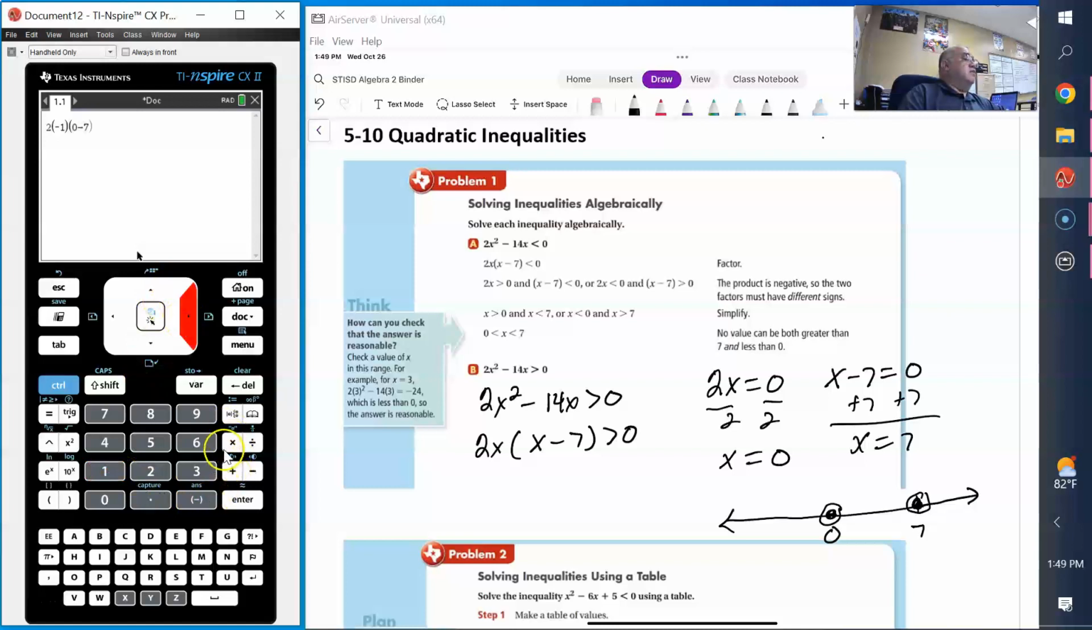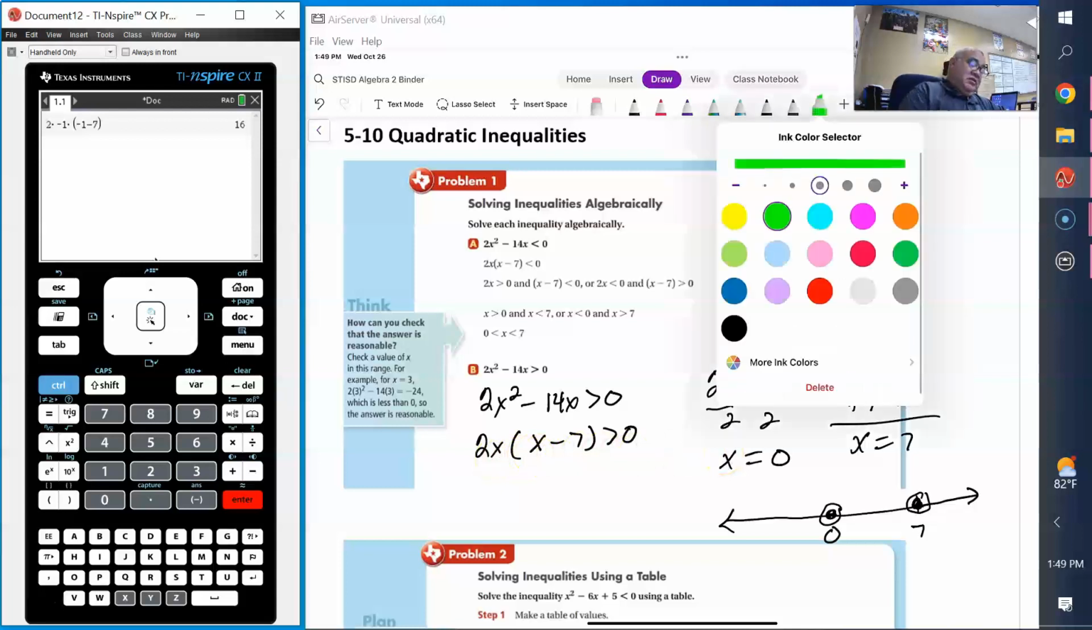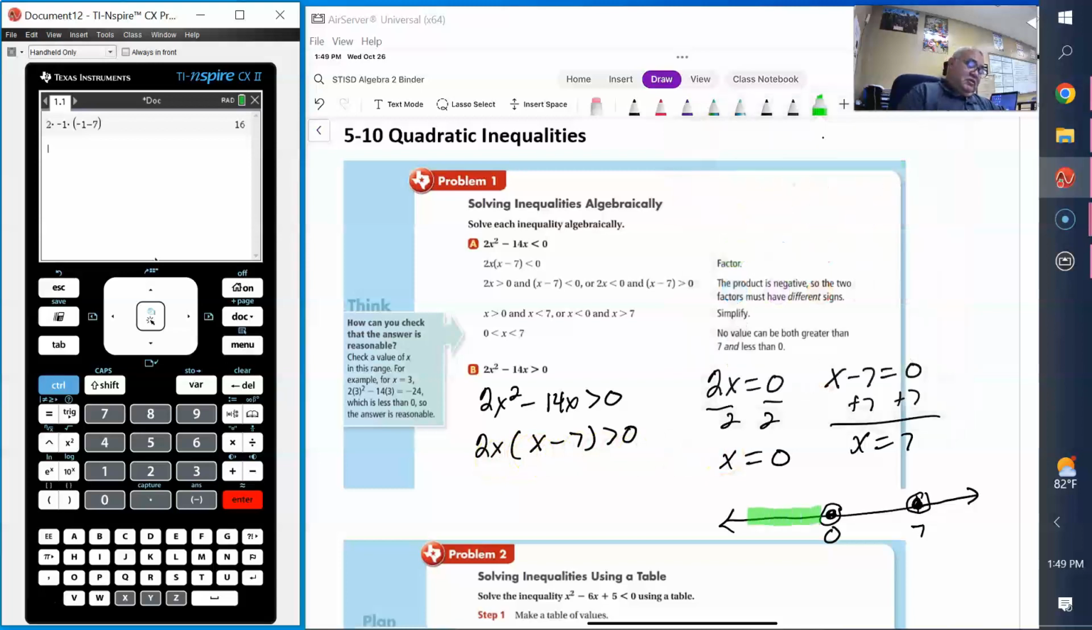And then we have negative 1, and we want to check if this value is going to be greater than 0. And it is. It is greater than 0. So we have 2 times negative 1, parentheses negative 1 minus 7. So everything on this side, I'm going to highlight. I'm going to say green is going to be part of the answer.